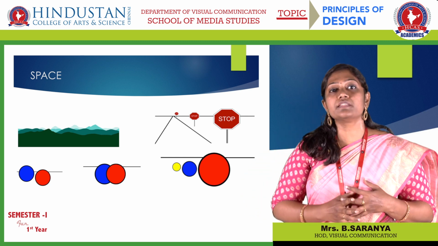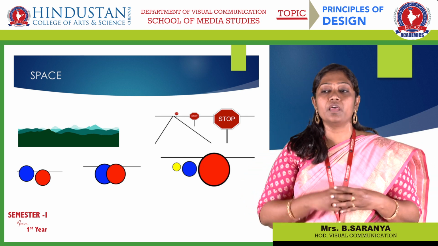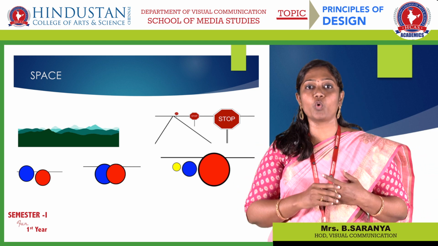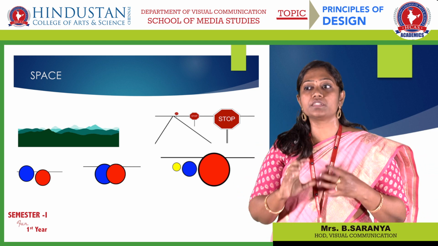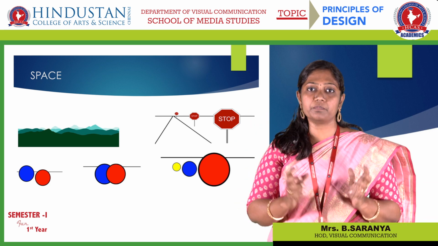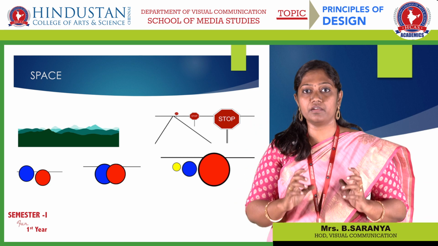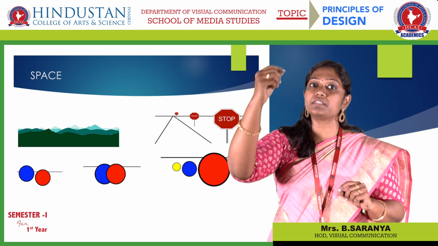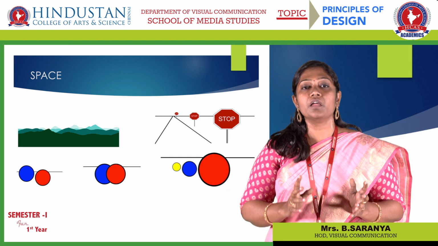So the next one is the linear perspective rule. Linear perspective means, see the road image. The stop board which is in front of the camera is looking very bright and very clear. The same board which is placed at the end is not looking clear.